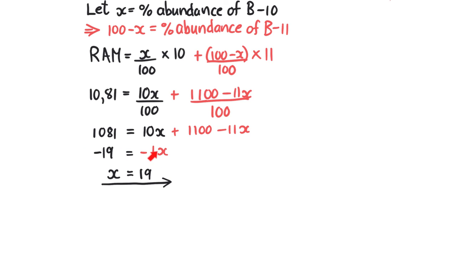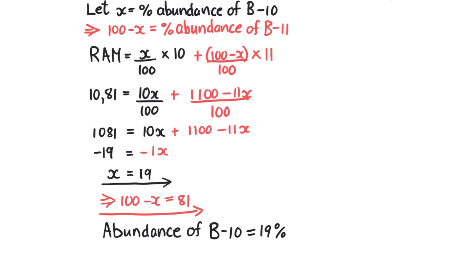Multiplying by negative 1 on both sides or dividing by negative 1 on both sides gives us that x equals 19. Therefore, 100 minus x will be 100 minus 19, which gives us 81. So the percentage abundance of boron-10 is 19%, and the percentage abundance of boron-11 is 81%.